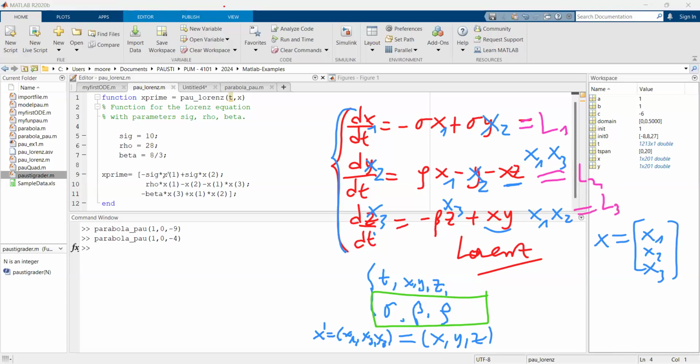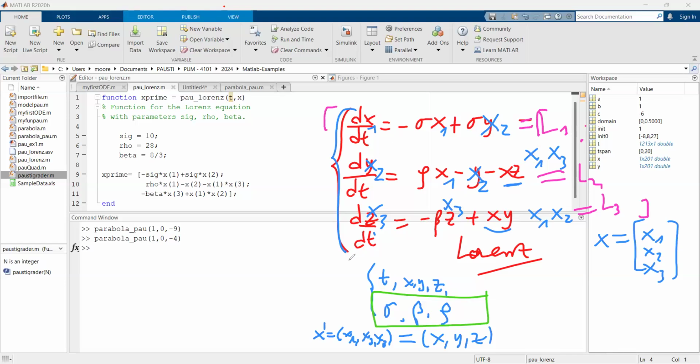So equation 1 is minus sigma times x1 plus sigma times x2. So you can see it directly as equation 1. And then the second row is rho times x1 minus x2 minus x1 times x3, which is exactly what we have done here. And then we have minus beta times x3 plus x1 times x2 as row 3. Then we put the brackets to cover them, so we separate each of the equations by a semicolon and make them a row.